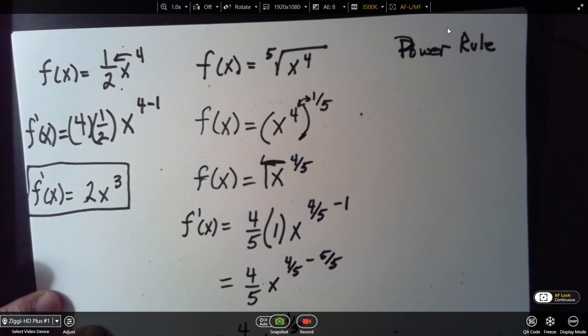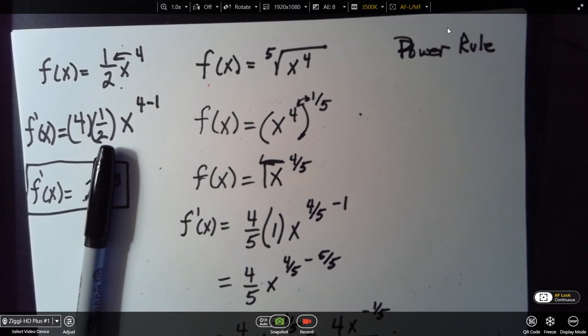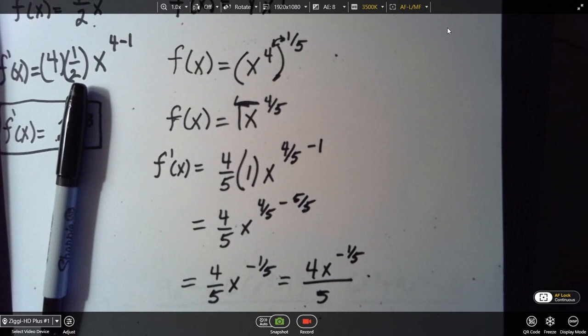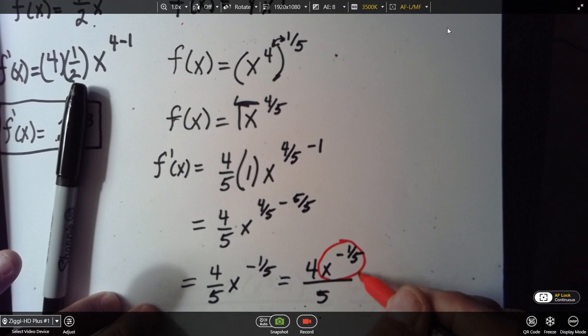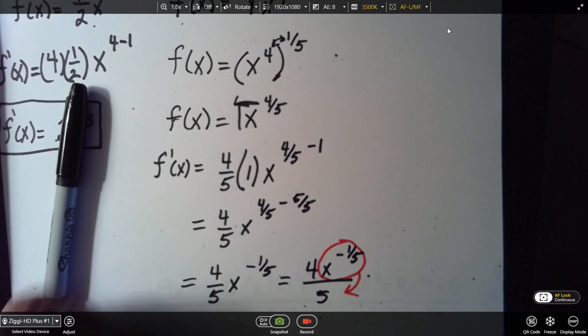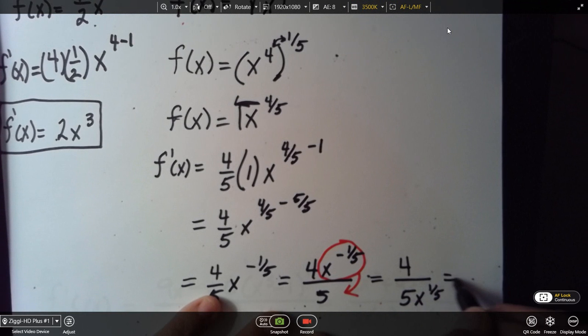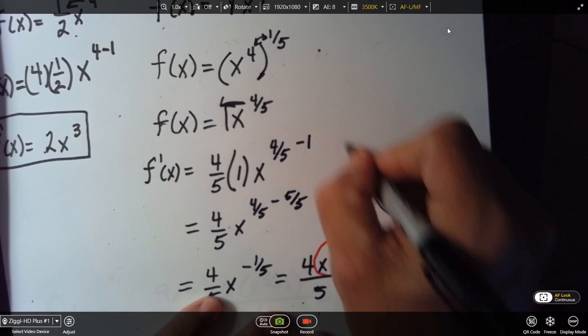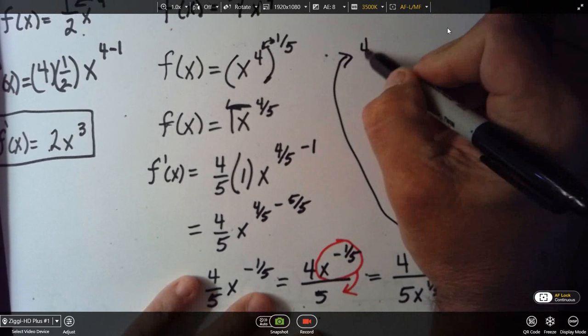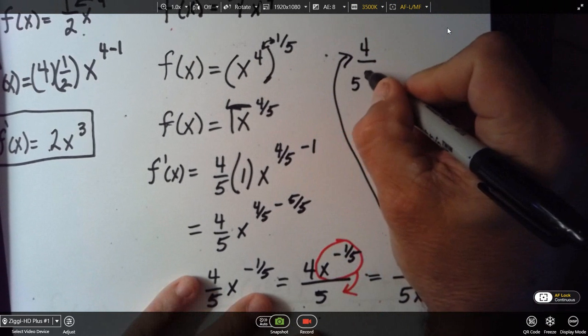Now, right now that x to the negative 1/5 is up here with this 4, technically. It's really 4x to the negative 1/5 over 5. So you don't like that. So negative exponent, first thing you do with a negative exponent is take it downstairs. So that's going to go downstairs. And that's going to give us 4 over 5x to the 1/5, which is equal to 4 over 5 fifth root of x.